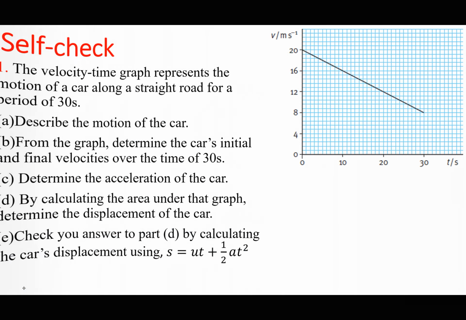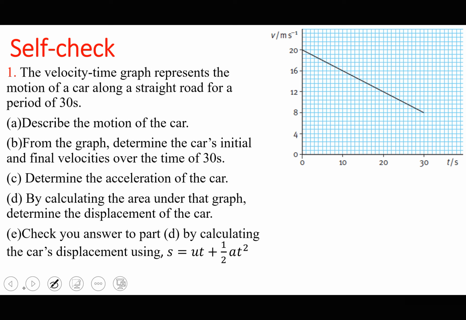Okay, here is a self-check. The velocity time graph represents the motion of a car along a straight road for a period of 30 seconds. Describe the motion of the car. So it is a straight line. That means the acceleration is constant but the velocity is decreasing. So it is a uniform deceleration, or a constant deceleration. From the graph, determine the car's initial and final velocity over 30 seconds. Initial is 20, final is, I think, 8.